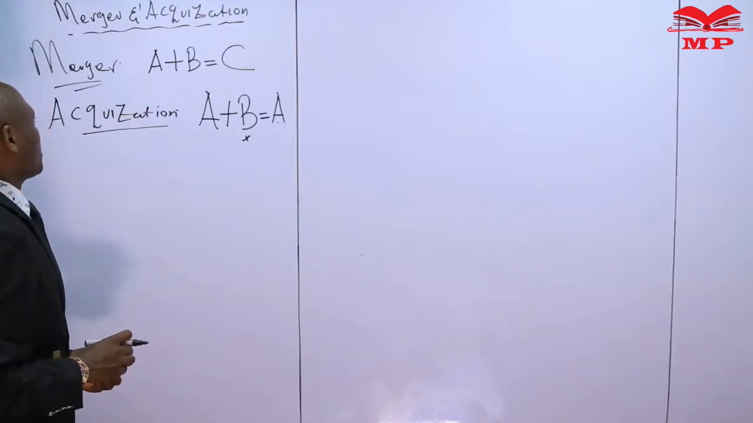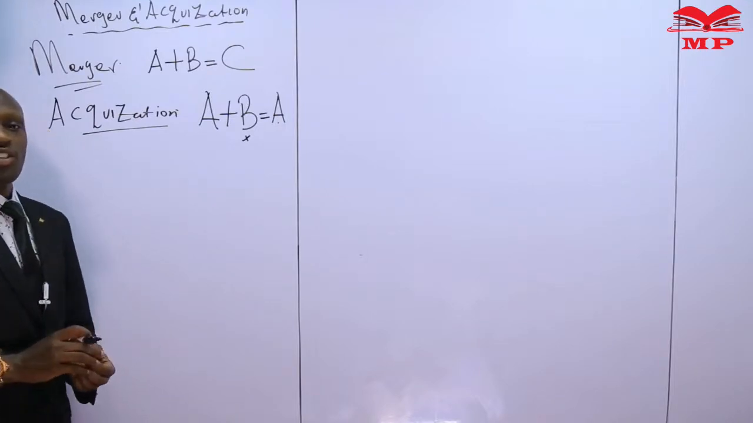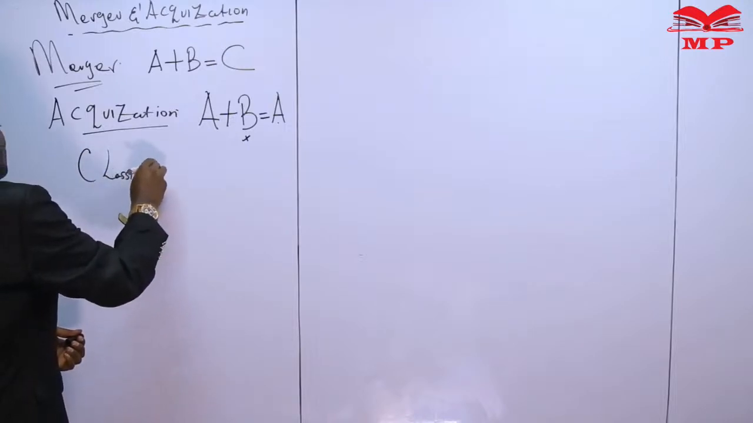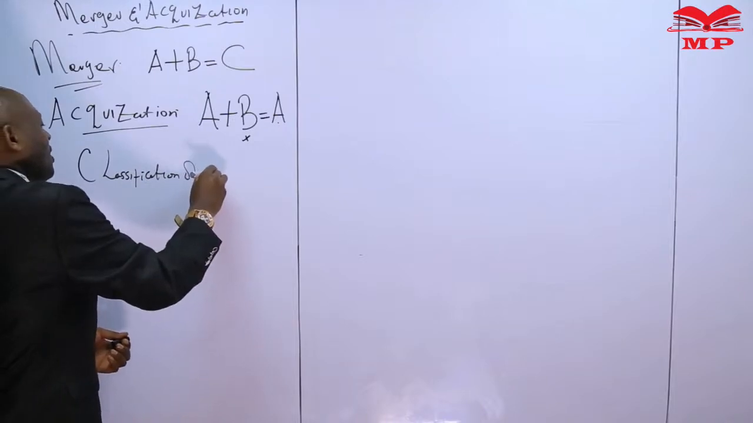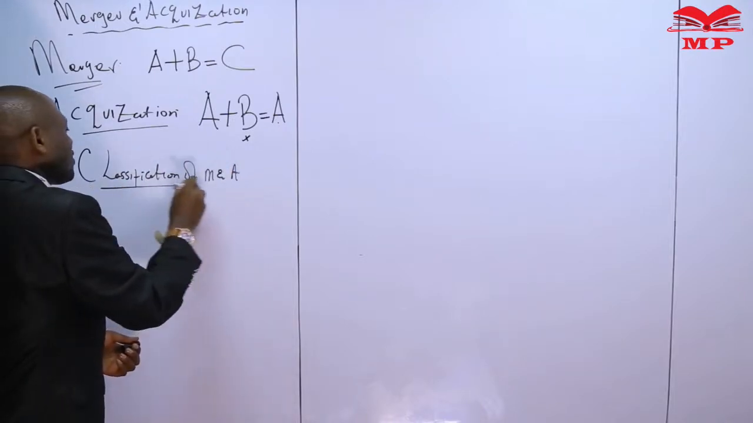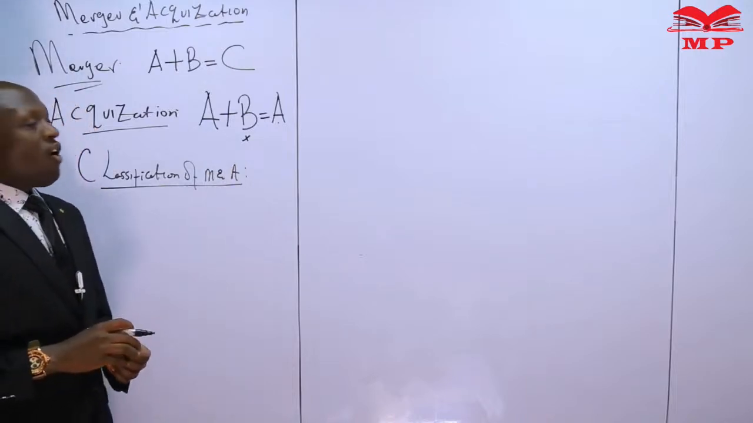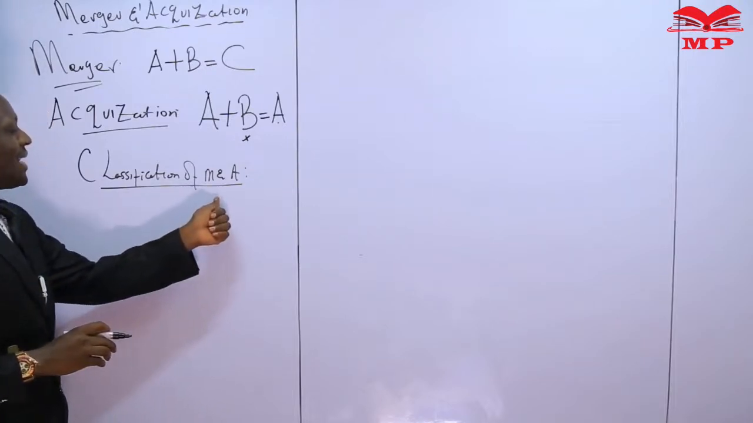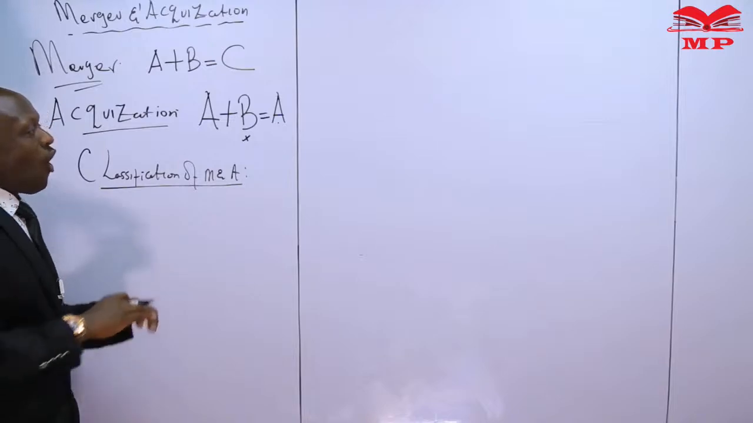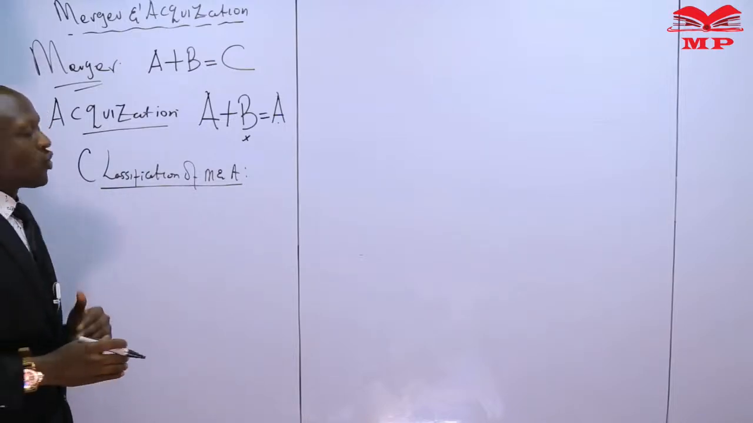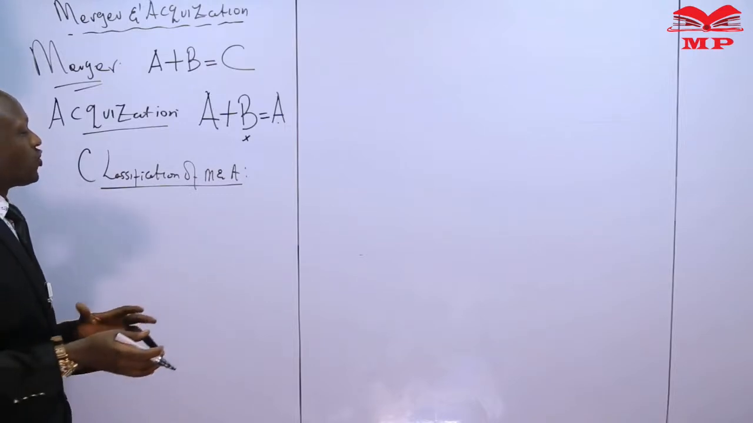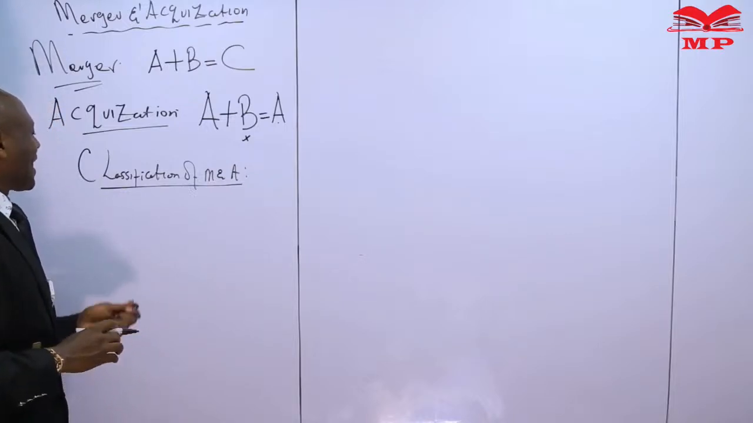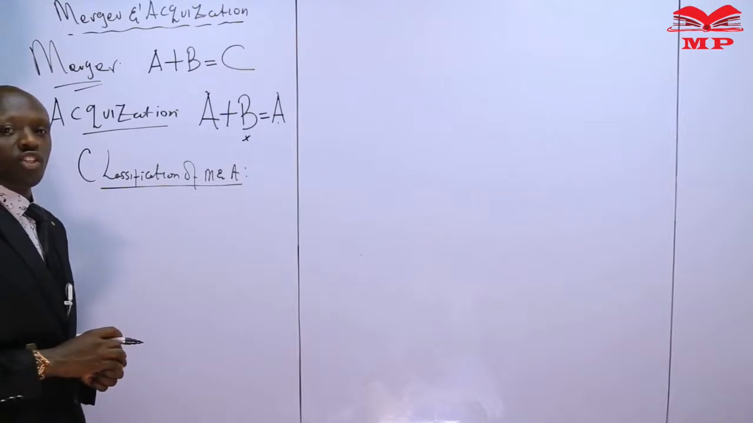Then, of course, we've understood what merger is. Now, having understood what merger is and what acquisition is, we need to look at the classification of merger and acquisition. For the purpose of this topic, we'll be using merger and acquisition interchangeably as if they mean the same. So you find that a question on merger or a question on acquisition will be tested the same way. So we need to understand the types of mergers and acquisitions.